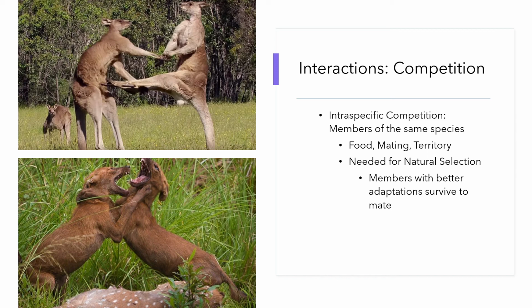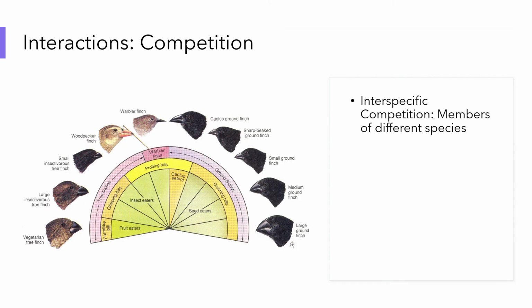Same thing with the bottom one here. The one who wins that fight gets to eat the deer. The other one will starve and will die. They will not be able to pass on their traits because they weren't able to fight hard enough to eat the deer and survive. Okay, so those who have stronger adaptations will survive to mate, to make more strong members of their community. These are stronger species overall.